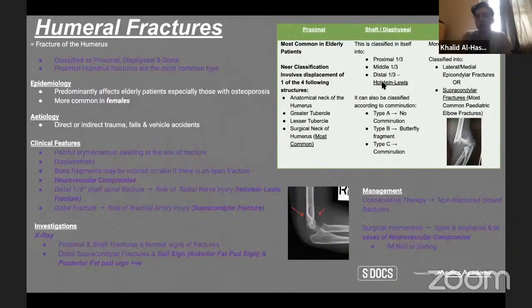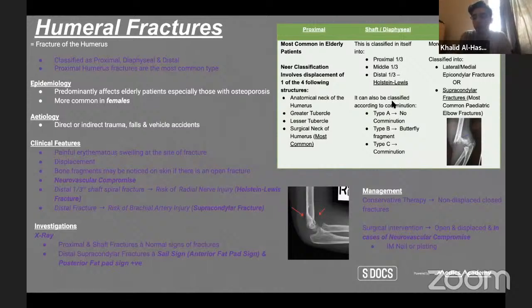The reason for this is because it is known as a Holstein-Lewis fracture. A Holstein-Lewis fracture is the fracture of the distal third of the shaft. And generally, the reason why it's important is because the radial nerve tends to wrap around the humerus following the radial groove closer towards the distal portion of the shaft. Therefore, a fracture there also causes potential palsy by damaging the nearby radial nerve. It can also be classified according to comminution.